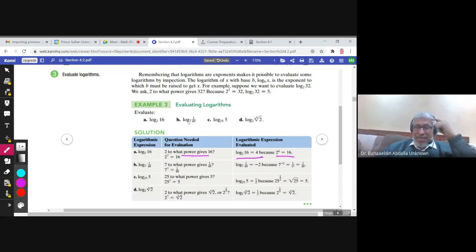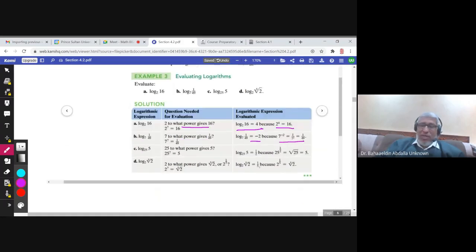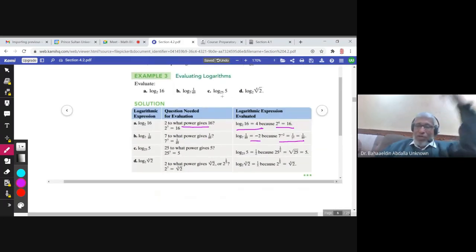Here, for example, 7 to what power equals 1 over 49. In fact, 7 to the power negative 2 will give you 1 over 49. So log 1 over 49 to the base 7 is negative 2. For example, log 5 to the base 25. 25 to what power equals 5? Actually, 25 to the power half. The square root of 25 is 5. So log 5 to the base 25 is half.